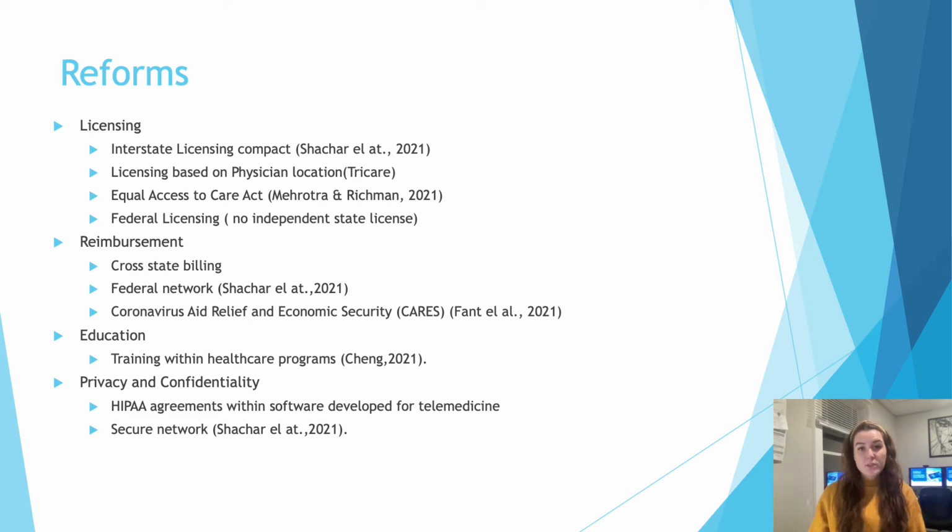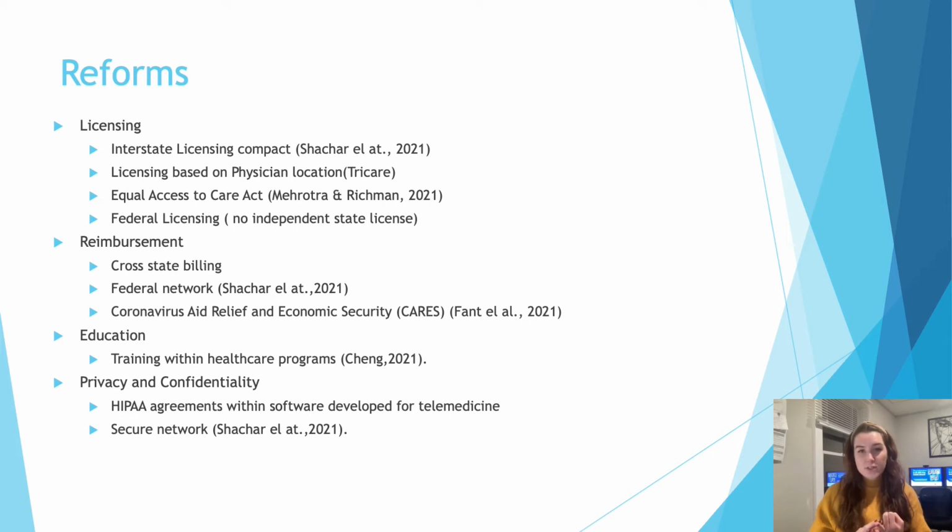So some of the reforms that need to be taken into account when talking about how to make telemedicine more accessible to patients in rural populations definitely have to come back to licensing. Licensing is a barrier that a lot of providers see, because they can't treat patients in other states. So they talk about having an interstate licensing compact. There are some states that are part of that already. Then there is licensing based on the physician's location, not just where the patient is located.